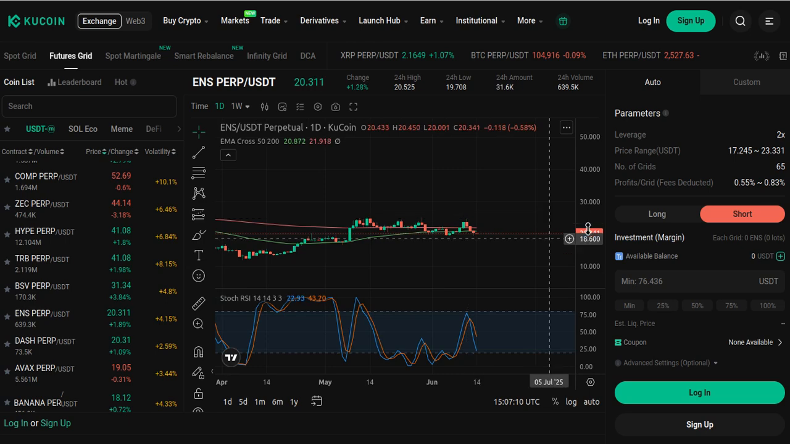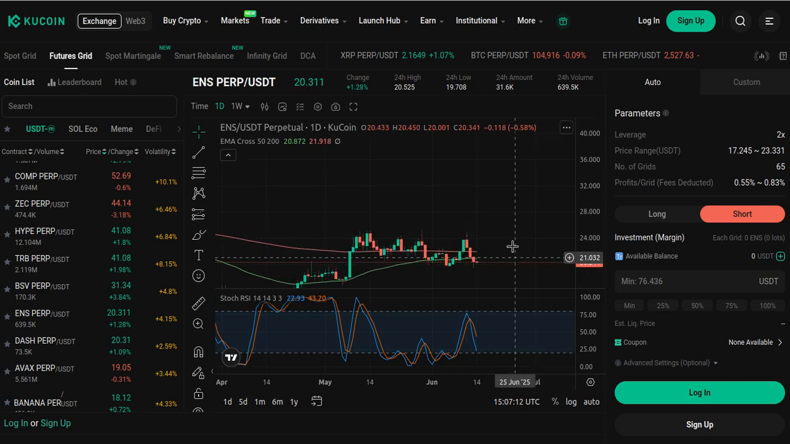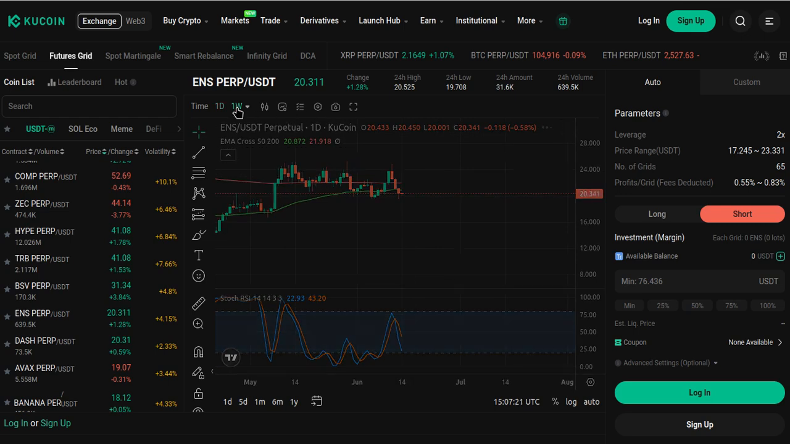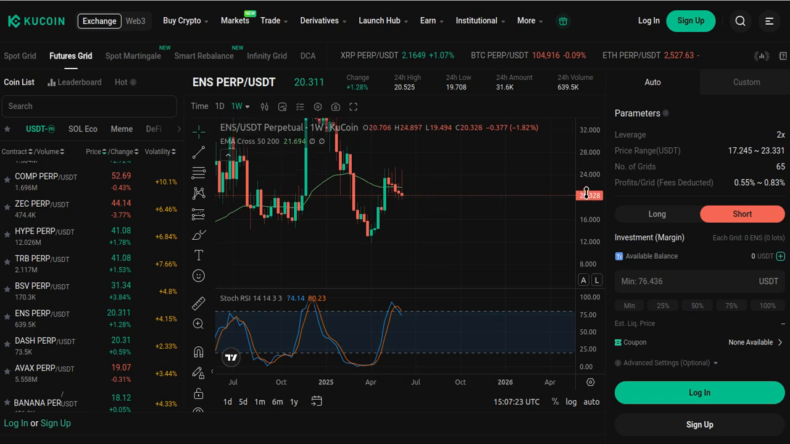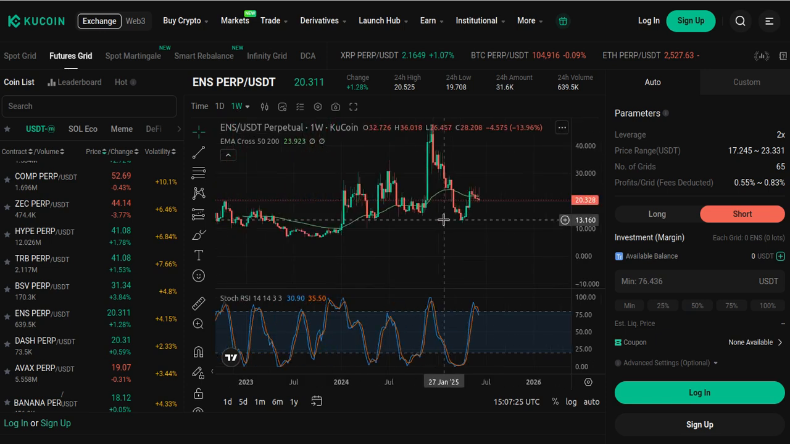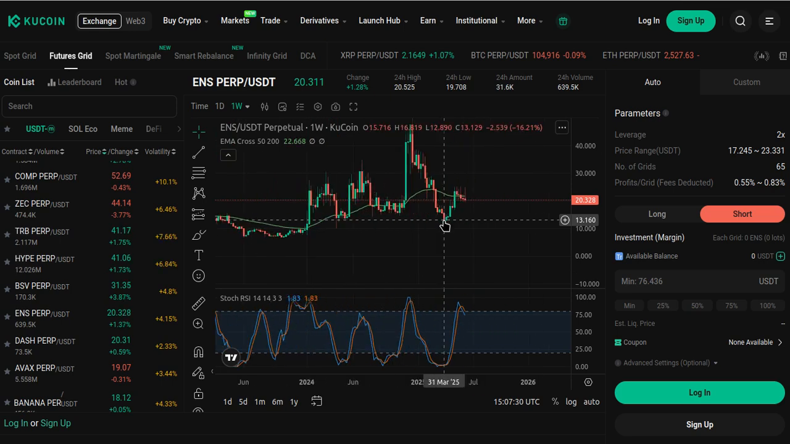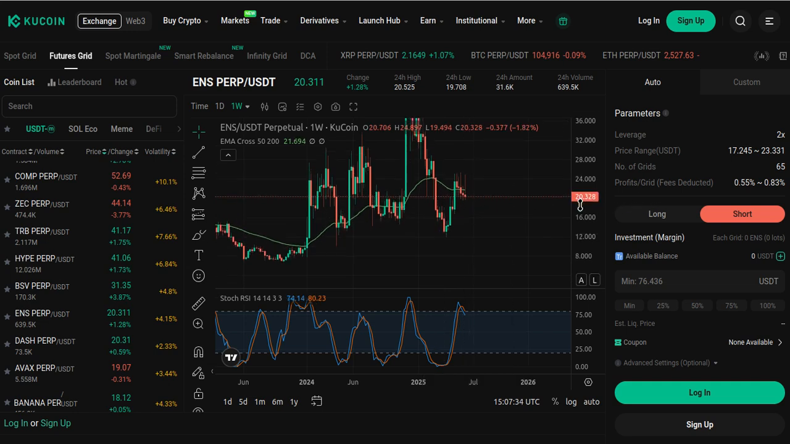See, this one is definitely a good entry. ENS perpetual contract. I would definitely short this one. Even though on the weekly chart, the thing is that it's below the 50-day moving average. I haven't seen the 200-day moving average. I'm not sure why, but I would assume it's in a downtrend because it's below the 50-day moving average.